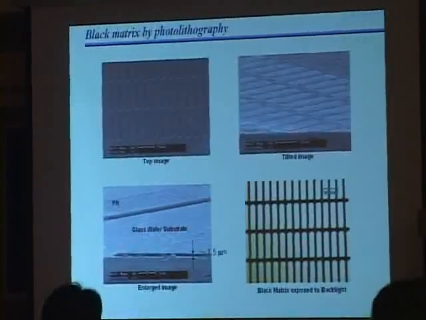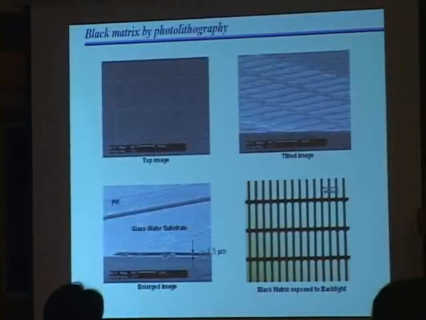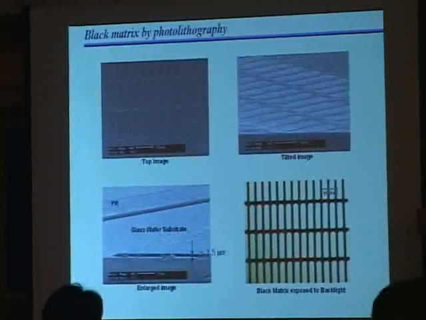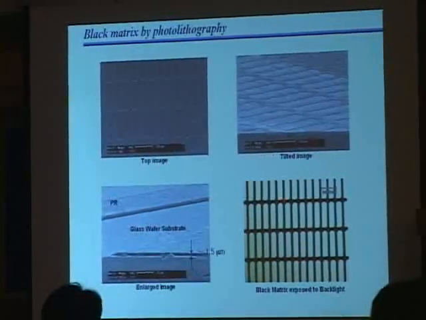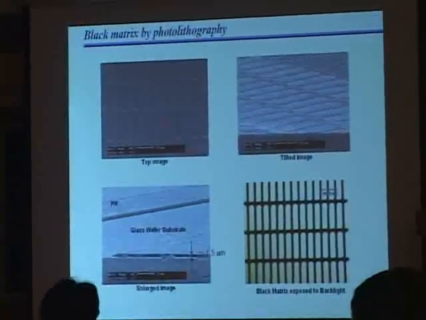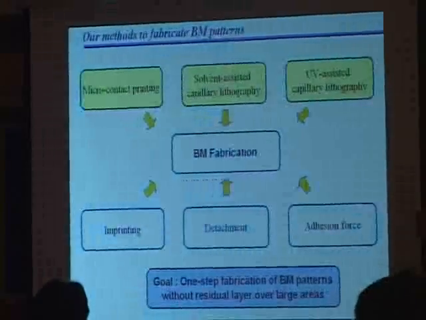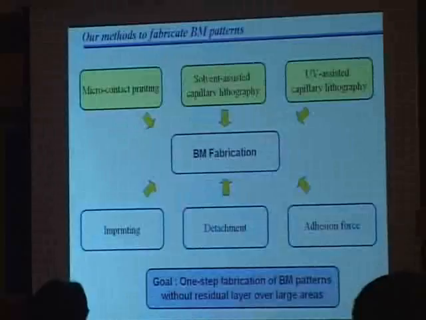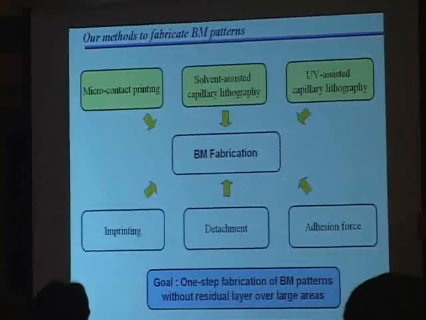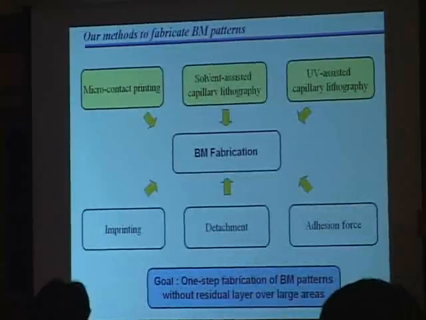So, from the optical image, the black matrix patterns are quite black, and then the exposed surface is white. So these are typical images made by photolithography. So again, our goal is one-step fabrication of black matrix patterns without a residual layer over large areas.